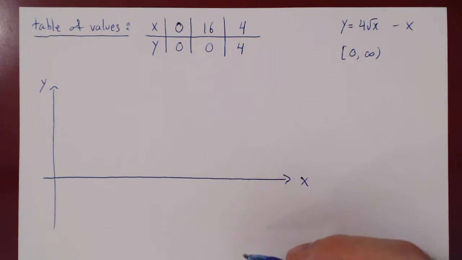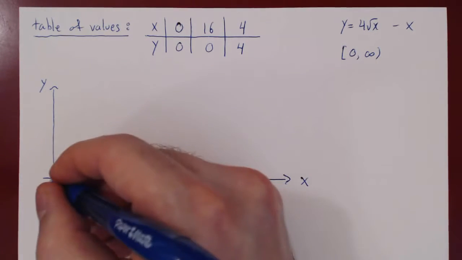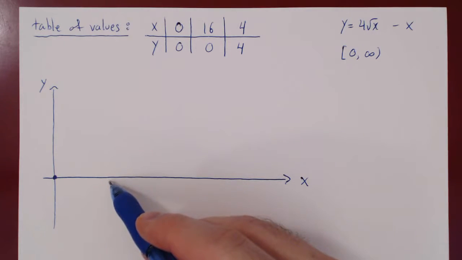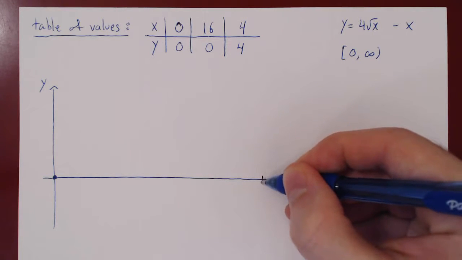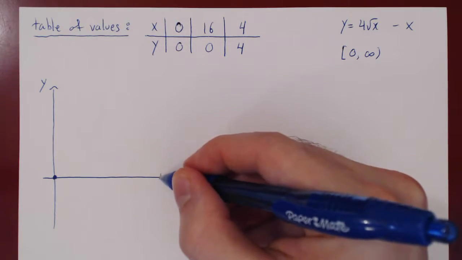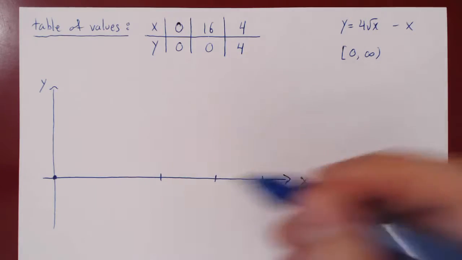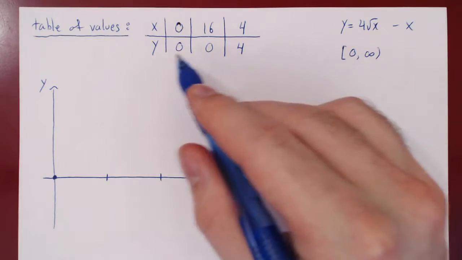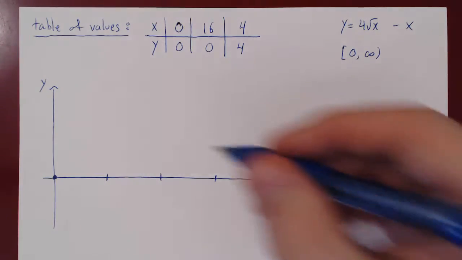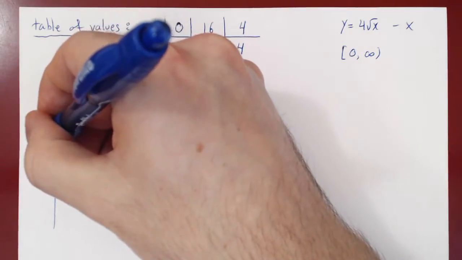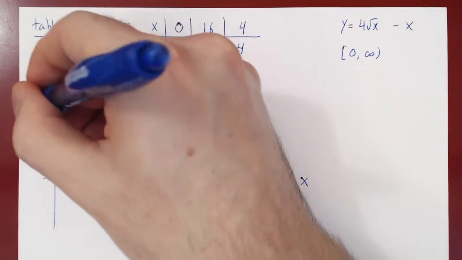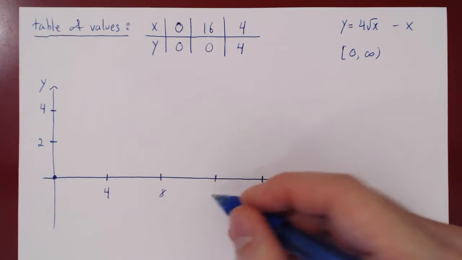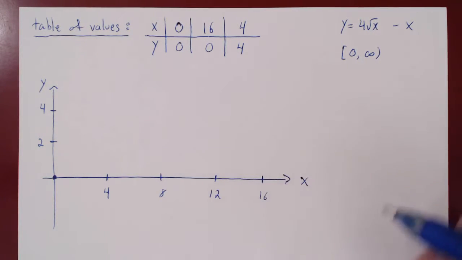Let's look at the 3 points. So we get 0, 0. Then we have the x values 4 and 16. So suppose this is 4. Let's go in sizes of 4: this would be 8, this would be 12, this would be 16. And the y values range from, at least for our points of interest, 0 to 4. So suppose this is 2 and this is 4.